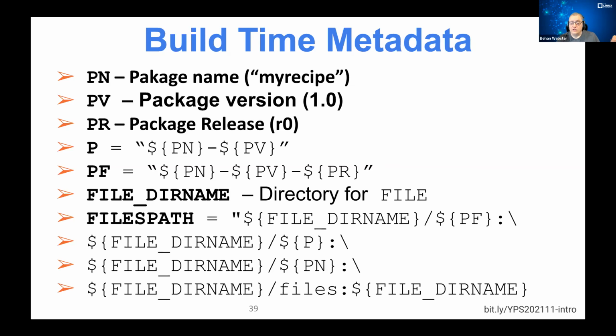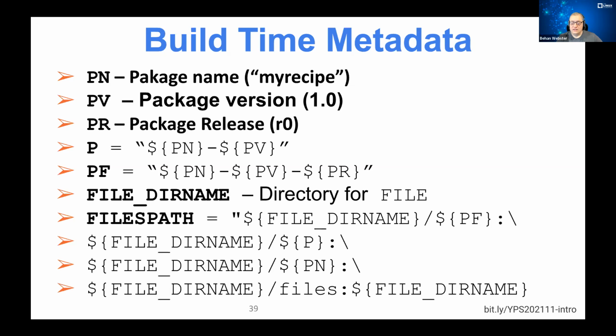We also have the file dir name. This tells us the directory name inside which the file can be found. It will automatically strip off the actual name of the file and give you the directory you're in. There's also something called the files path, and this is the path in which things can be found.